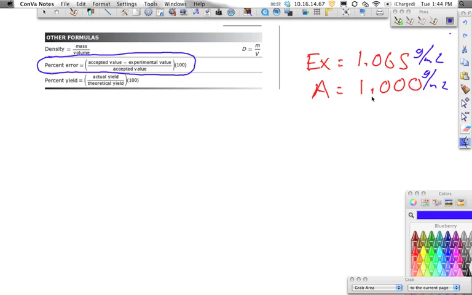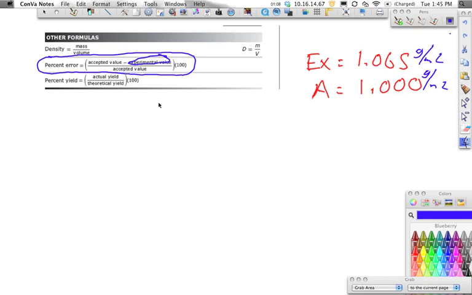Okay? Now, one thing you've got to realize is that it might not say experimental, it might not say accepted. But what you've got to understand is that experimental, measured, calculated in the lab, those are all going to be this value right here. Now, other words for accepted are going to be the correct value, the actual value. They sometimes say accepted, but basically the experimental is found in the lab, and the accepted value is something that we would find in a book, okay?